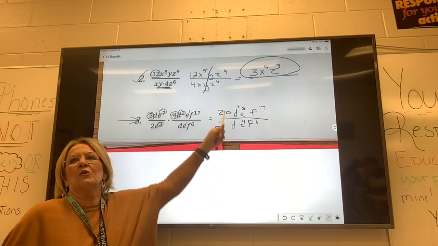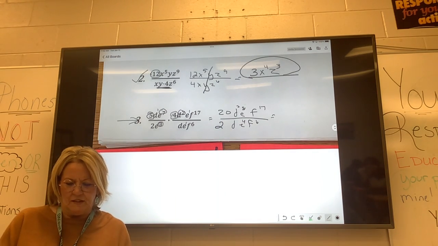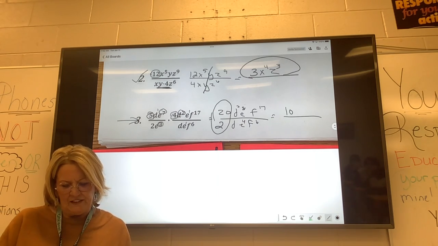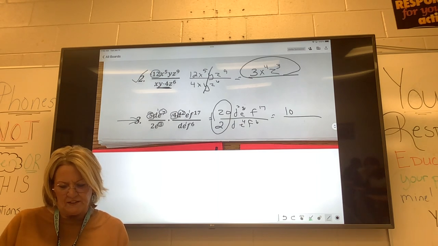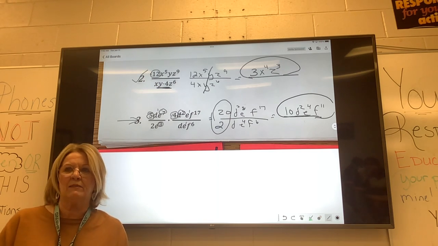Now I'm going to do the quotient rule. Doing the quotient rule, I need a fraction bar, and 20 divided by 2 is 10. I have a D^3 over a D. My larger D is on top. 3 minus 1 is 2. My larger E is on top. 8 minus 4 is 4. And my largest F is on top. 17 minus 6 is 11. Ends up not being a fraction. That's my answer.